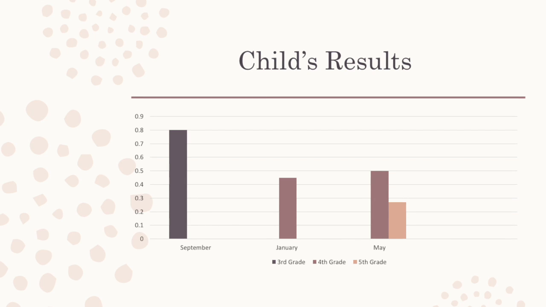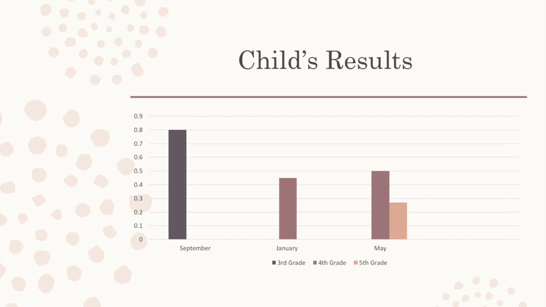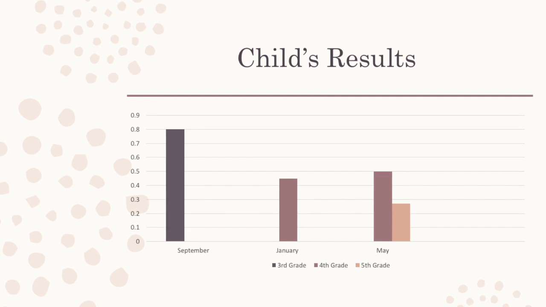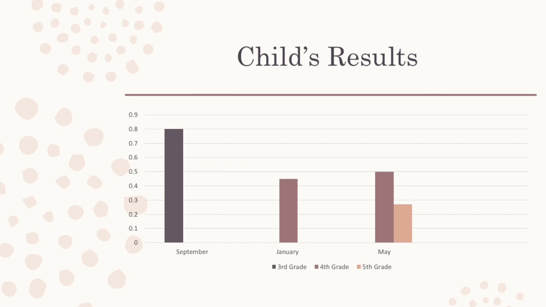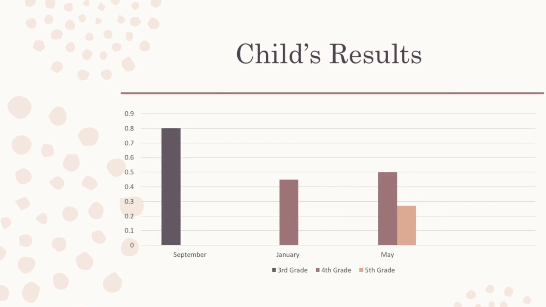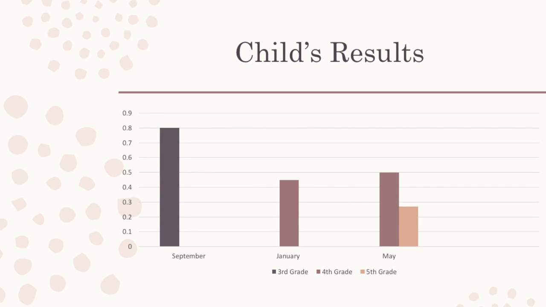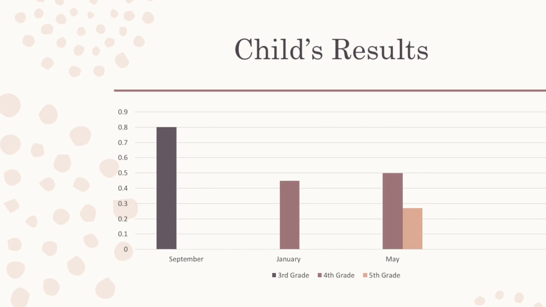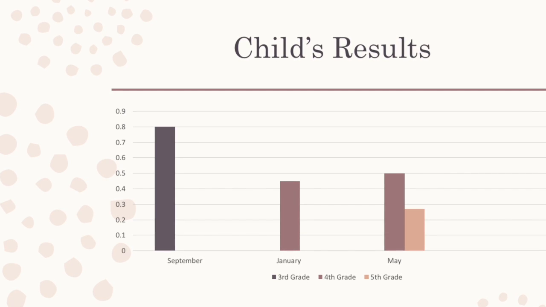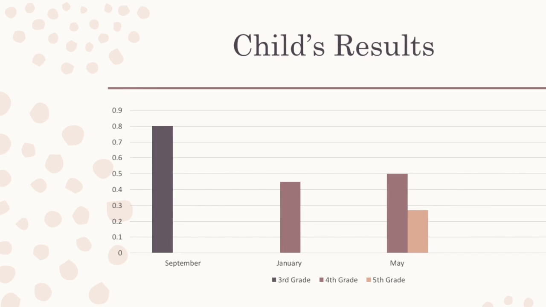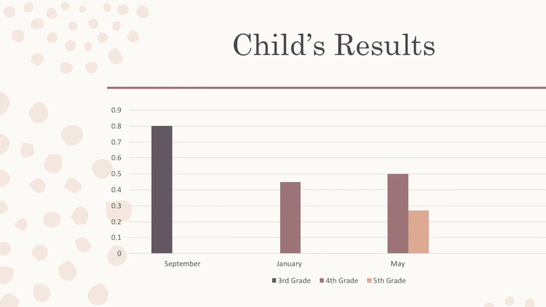This is a graph of her scores. Obviously in September you can see that her score for the 3rd grade level test was pretty high. Then in January for 4th grade that score dropped, and then in May it only went up a little bit, and then I did go on to the 5th grade test just to see maybe if she didn't know some of the 4th grade stuff, but she did know 5th grade, and her score was very, very low, like 27%, I believe, for the 5th grade test.